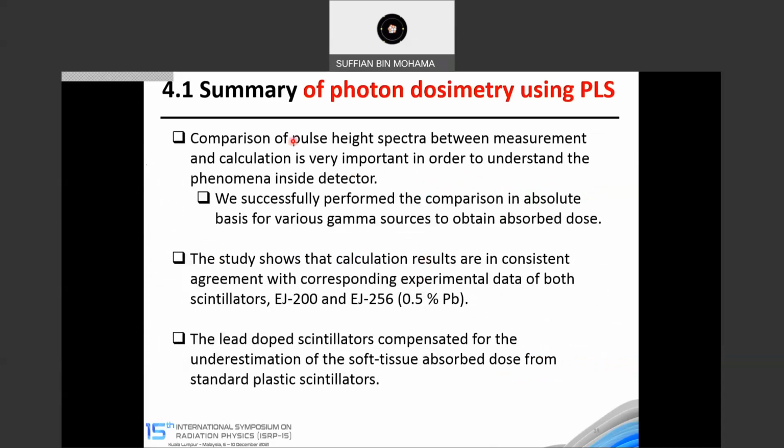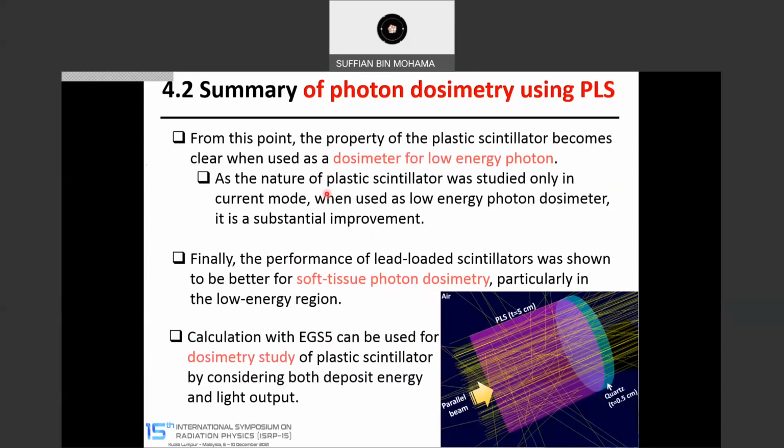As a conclusion, comparison of pulse-height spectra between measurement and calculation is very important in order to understand the phenomena inside the detector. We successfully performed the comparison on an absolute basis for various gamma sources to obtain absorbed dose. The study shows that the calculation results are in consistent agreement with the corresponding experimental data of both scintillators, EJ200 and EJ256. And the lead-doped scintillators compensate for the underestimation of soft tissue absorbed dose from standard plastic scintillators. From this point, the property of the plastic scintillator becomes clear when used as a dosimeter for low energy photons, as the nature of plastic scintillator was studied only in current mode. When used as a low energy photon dosimeter, this is a significant improvement.